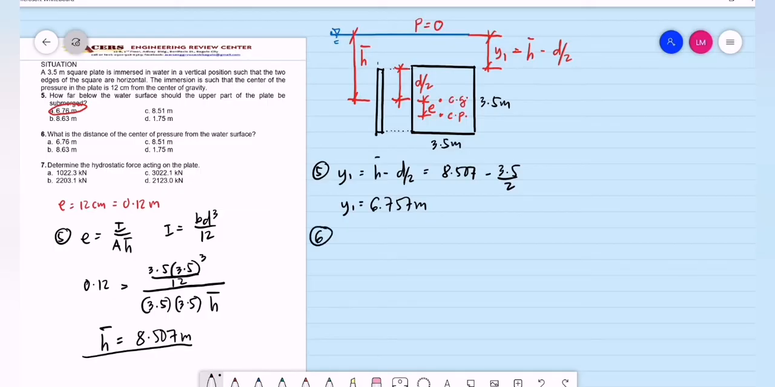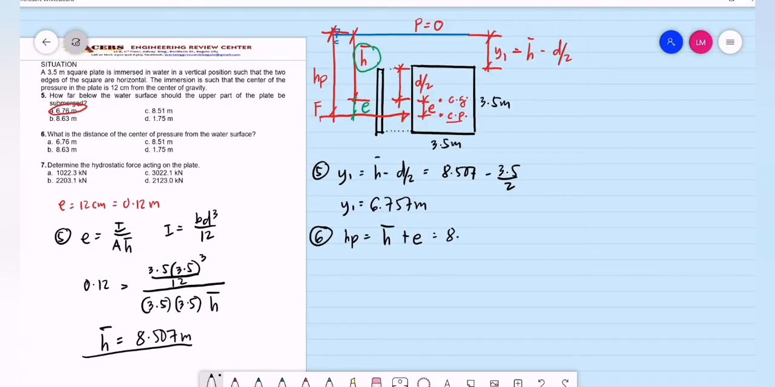Then next question. This is number 6. What is the distance of the center of pressure from the water surface? That is the same as the point of action of the hydrostatic force. This is the point of action of the hydrostatic force on the center of pressure. This is F. We are looking for this distance from the surface of the water to the center of pressure. Let's say this is H sub P. So how do we compute for that value? That is basically equal to the bar H plus, take note this distance is the same as e. So H sub P is equal to the bar H plus the eccentricity.